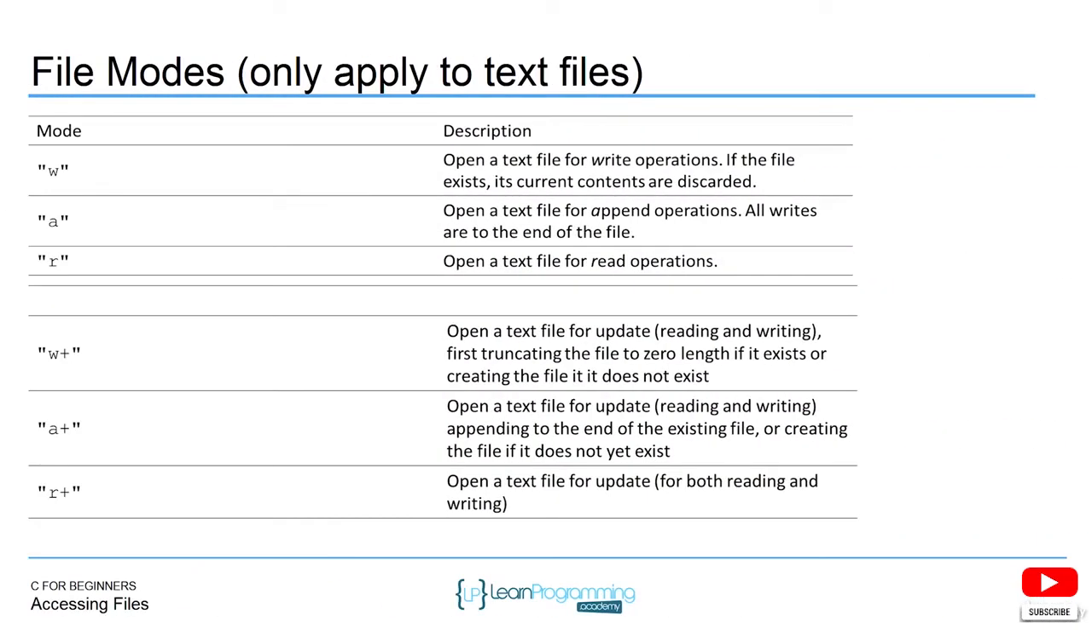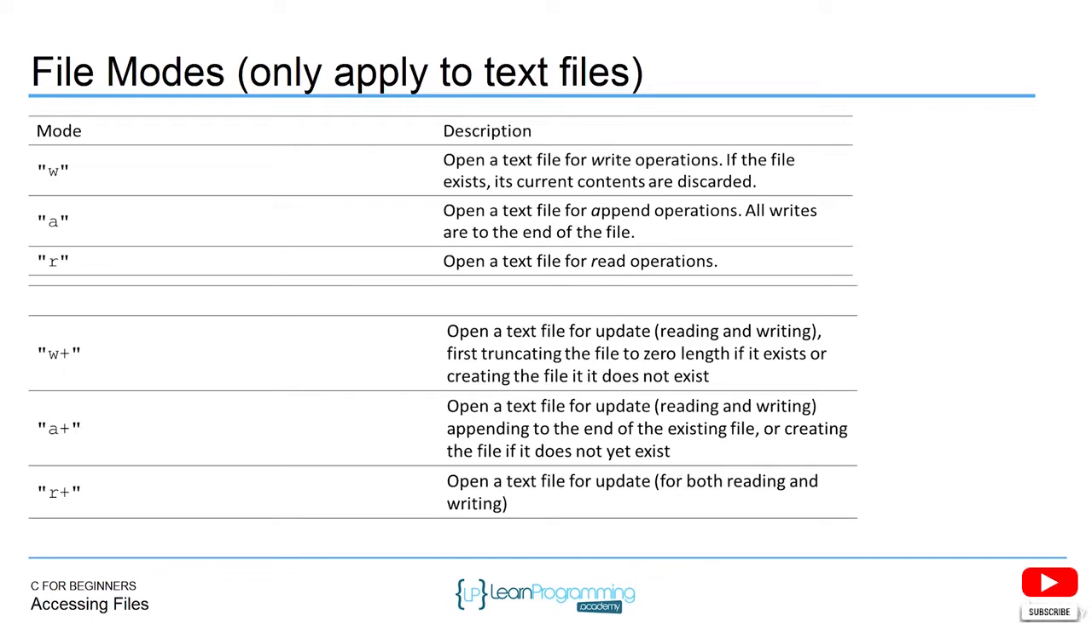Here are the file modes that I mentioned. The file modes, remember, are the second parameter to the fopen call. This is what specifies what you want to do with the file. And it's all inside double quotes. So if you do a W, that means you want to open the text file for writing. If you do an A, that means you want to open the text file for appending. All writes are to the end of the file. If you do an R, it opens up the text file for reading.